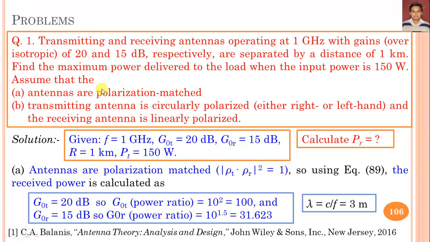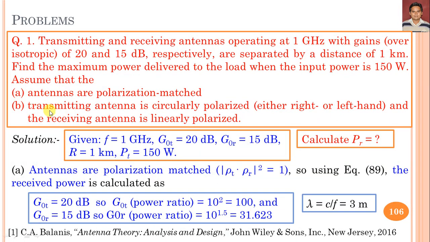And here we are considering one problem based on the Friis transmission equation, and in this problem some parameters are given. The frequency is given, and G_OT is equal to 20 dB. Here, this is isotropic, so we have considered G_OT and G_OR, or G_OR equal to 15 dB, and R is the distance between the transmitting and receiving antenna. R is equal to 1 kilometer, and P_T is also given, equal to 150 volt. And we need to calculate the received power in two cases.